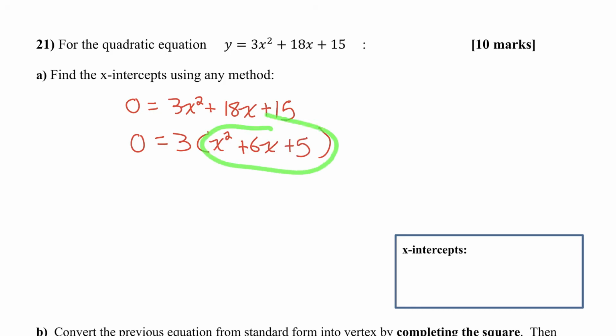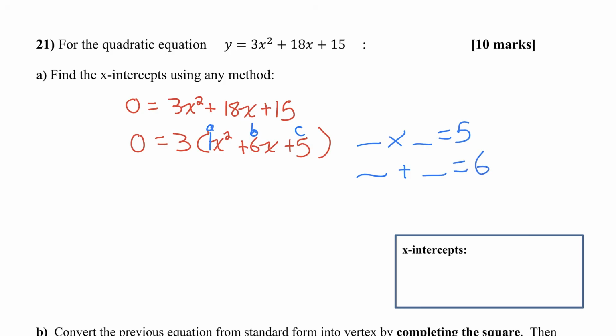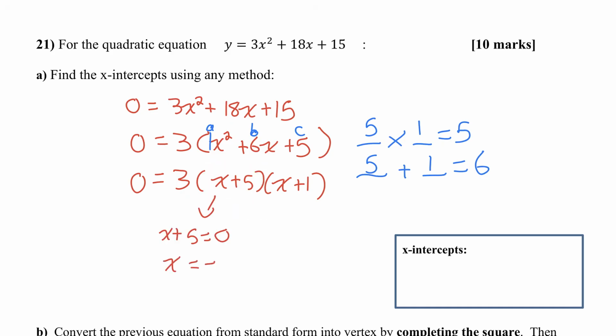And now this quadratic, its a value is 1, so it will factor easily. I just have to find numbers who have a product of the c value, so a product of 5, and a sum of the b value, so a sum of 6. The numbers that work are 5 and 1, which means that quadratic would factor to x plus 5 times x plus 1. And now the product of those 3 factors would be 0 if any of the 3 factors were 0. X plus 5 would be 0 if x was negative 5, and x plus 1 would be 0 if x was negative 1. So the x-intercepts are at negative 5 and negative 1.